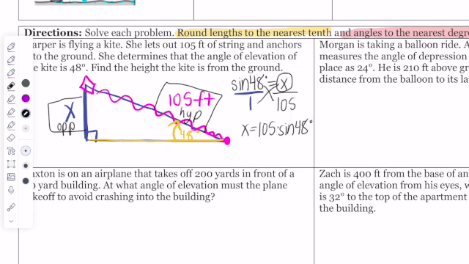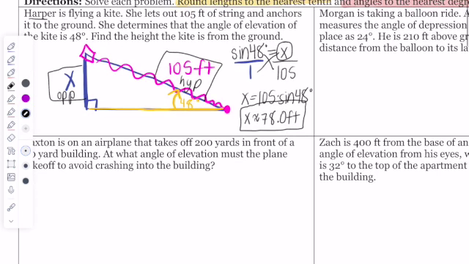And let's see how high up this kite is flying off the ground. 105 times the sine of 48. Again, that's normal sine. To the nearest tenth, it says, is going to be about 78.0 feet. So that's how high up that is, and that does make sense as an answer because that is less than the hypotenuse. So we still go back and double check ourselves. Check yourself before you wreck yourself. So Harper's flying the kite at 78 feet in the air.